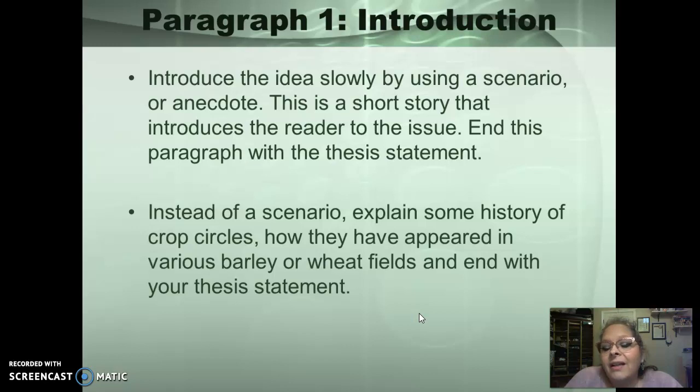Or instead of a scenario, you can explain some history of the crop circles, if your instructor allows you to use sources in your intro. Don't use Wikipedia. There are so many other encyclopedias online. But find sources that will tell you a little bit about it. Like this one says that there are various barley or wheat fields. Who knew? I just immediately came up with corn. So come up with a little history and then your thesis statement.